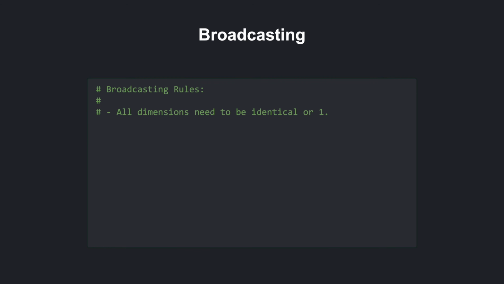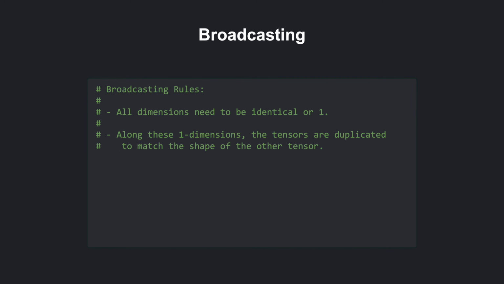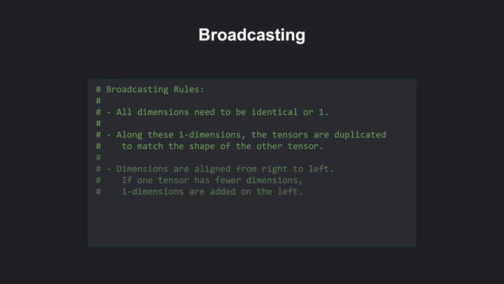In general, the rules for broadcasting are the following. First, for two tensors to be broadcastable, all dimensions need to be identical or 1. Second, along these 1 dimensions, the tensors are duplicated to match the shape of the other tensor. And third, dimensions are aligned from right to left. If one tensor has fewer dimensions, 1 dimensions are added on the left. With this last rule, we could have left out the reshaping when adding B as a row vector to A. The shapes 4, 3 and 3 are broadcastable as they are aligned from right to left and ones are prepended to match the number of dimensions.